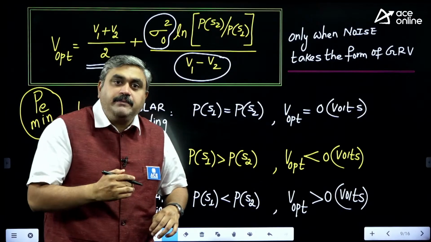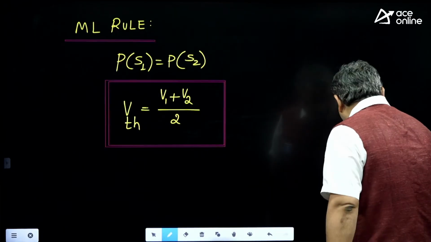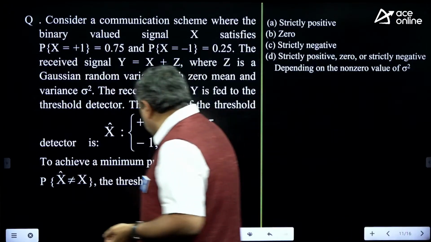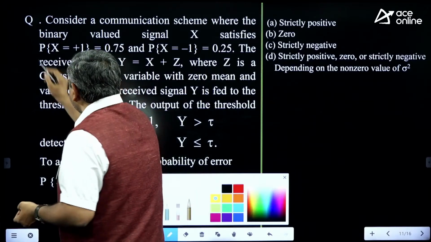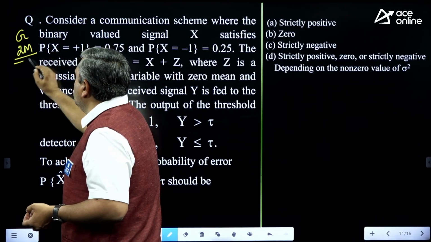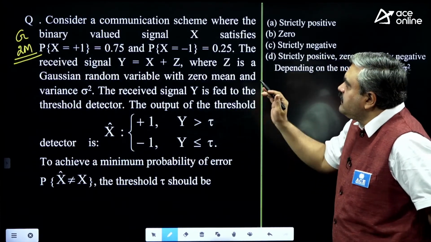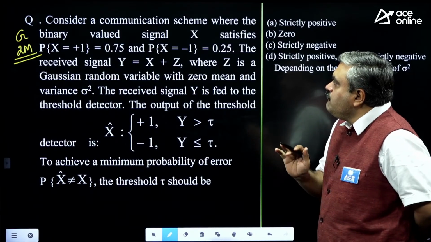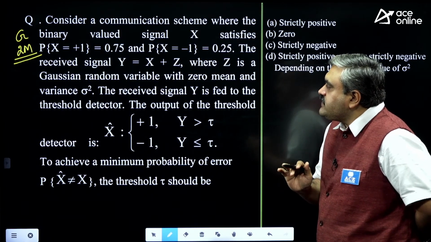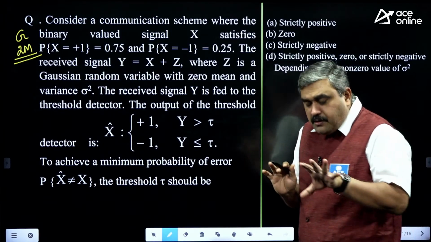These questions are coming directly in your exams. Just see one question. I have kept one question here. See here. This is a GATE question only, direct 2 marks bit. So see the data, how they have framed the question. Consider a communication scheme where binary valued signal x satisfies probability of x equal to 1 is 0.75 and x equal to minus 1 is 0.25.